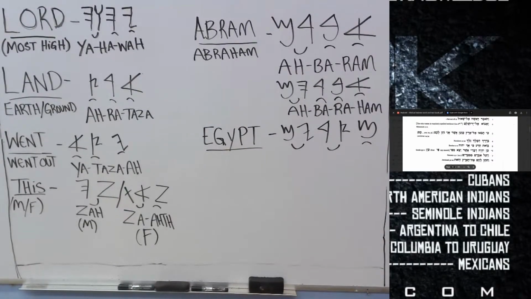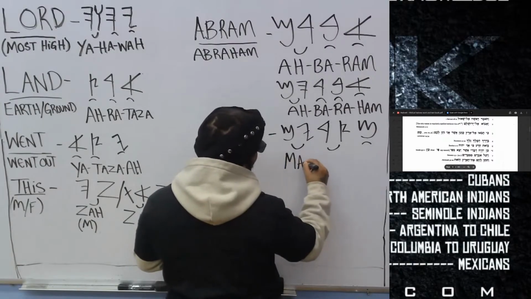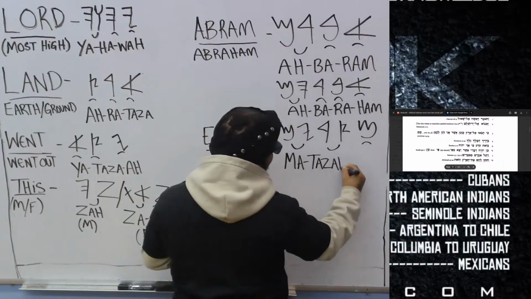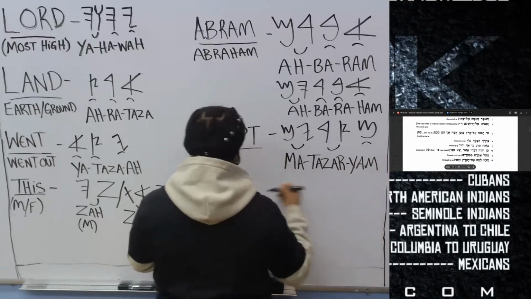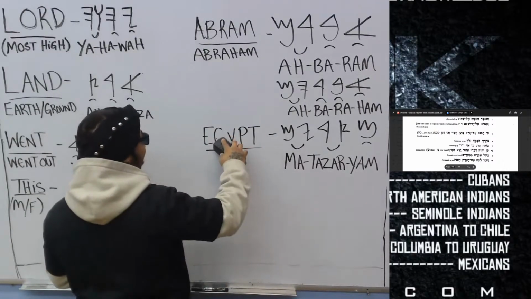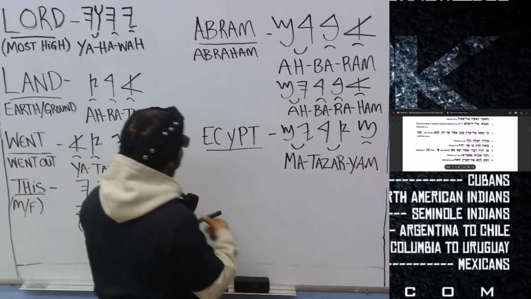All right. So wait, Quasar, which one you said it was? Was it Matazarium or Matazarium? It's Matazarium, right? So I was right. Here we go. Egypt. Matazarium. That's how you pronounce it. Tazar Yum. That's Egypt.